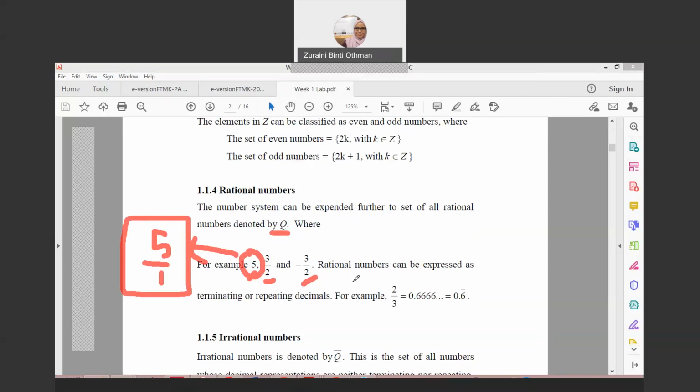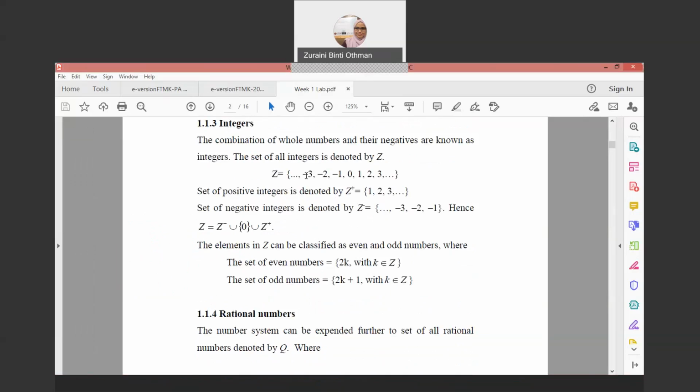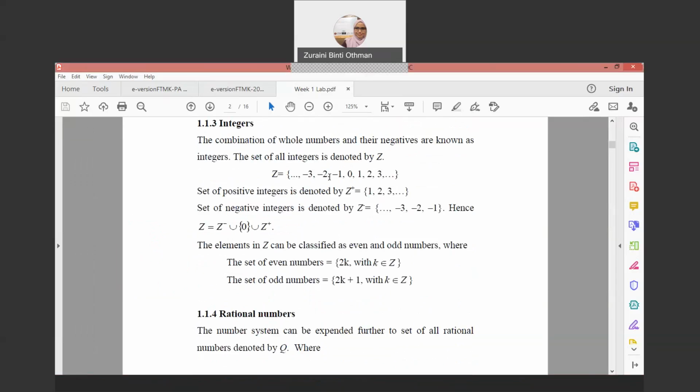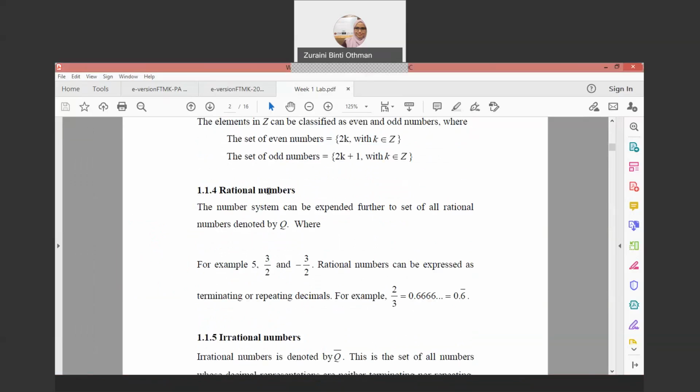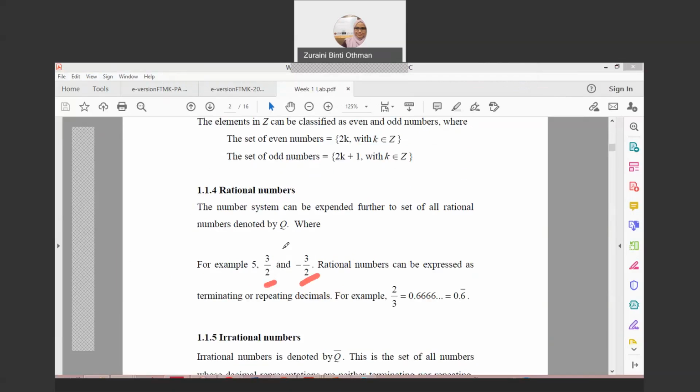So we know that all the integers just now, these whole numbers, are actually rational numbers too, because every whole number can be divided by 1, right? Okay, so now rational numbers. Obviously 3 over 2 and negative 3 over 2 are obviously rational numbers because there are fractions there. Okay, rational numbers can be expressed as terminating or repeating decimals.